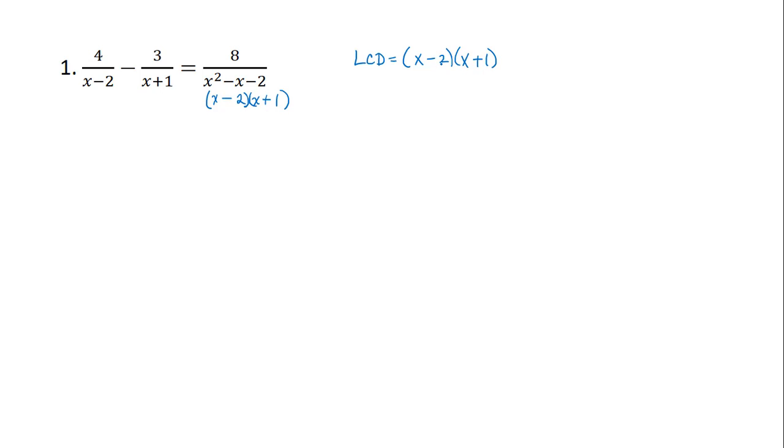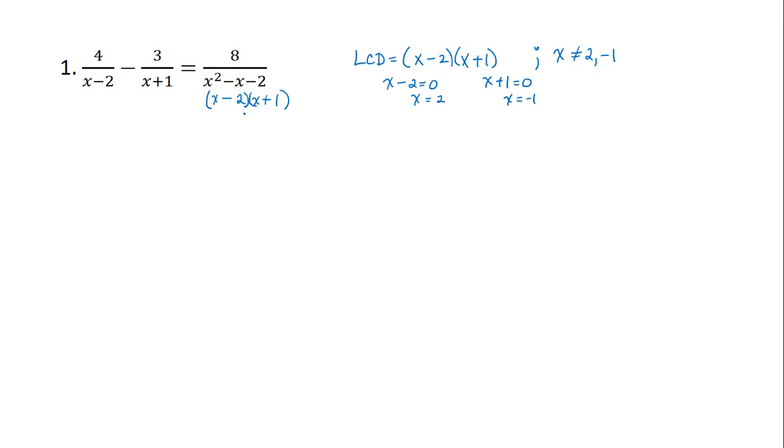Then we have to be mindful of the restrictions on the variable because we cannot divide by 0. The expression x minus 2 is equal to 0 when x is equal to 2, and the expression x plus 1 is equal to 0 when x is equal to negative 1. Therefore, our restrictions are that x cannot equal 2 or negative 1. If those come out as a possible solution for the equation, then we have to exclude that.